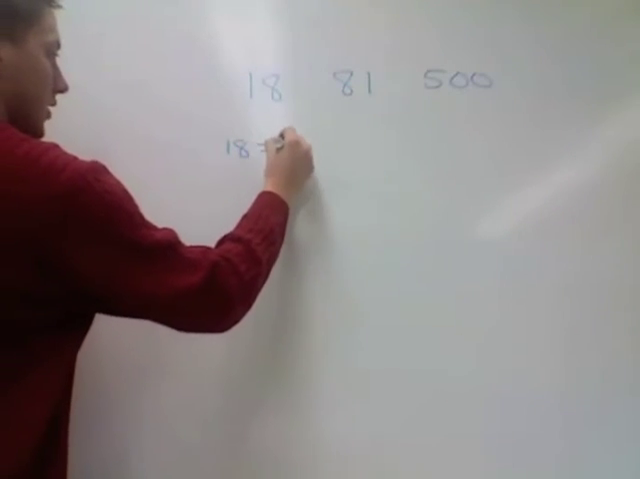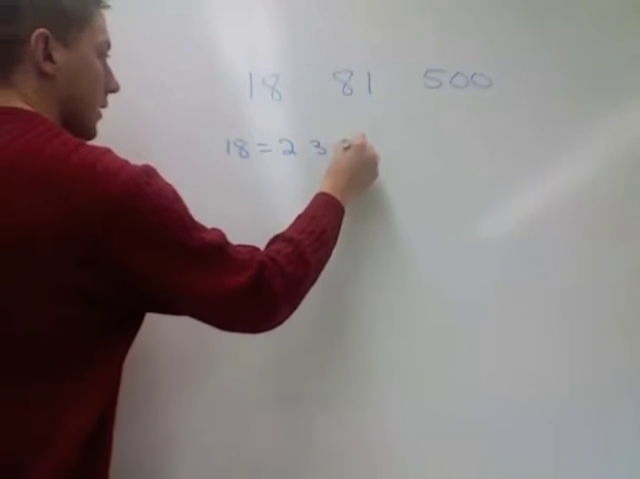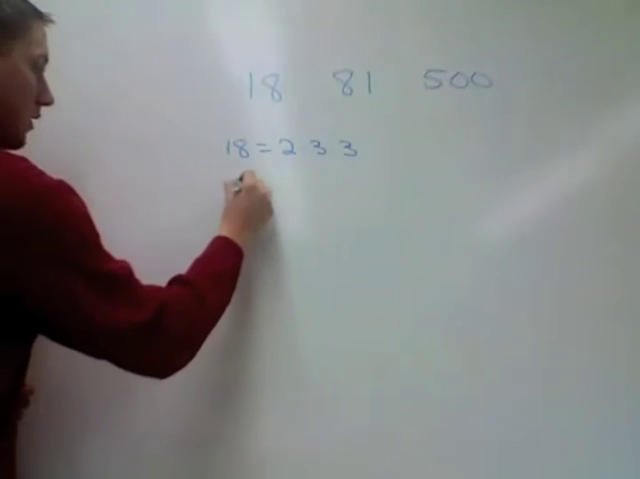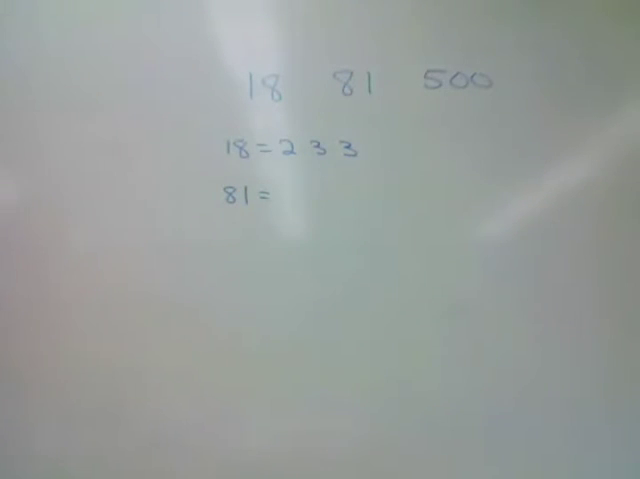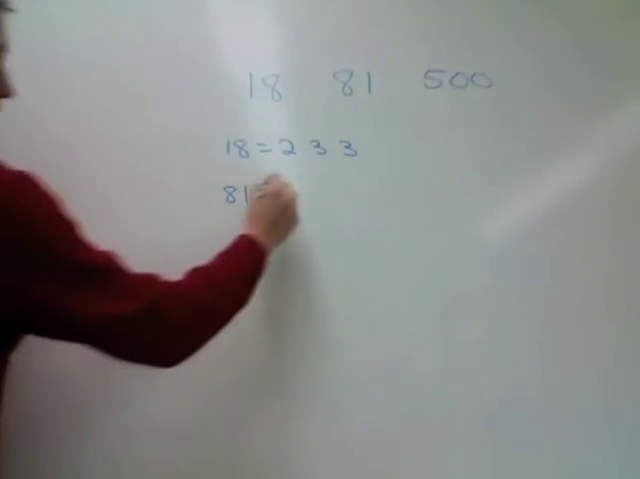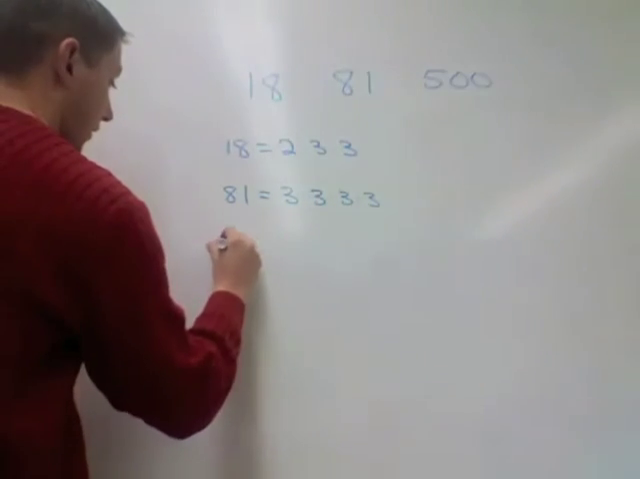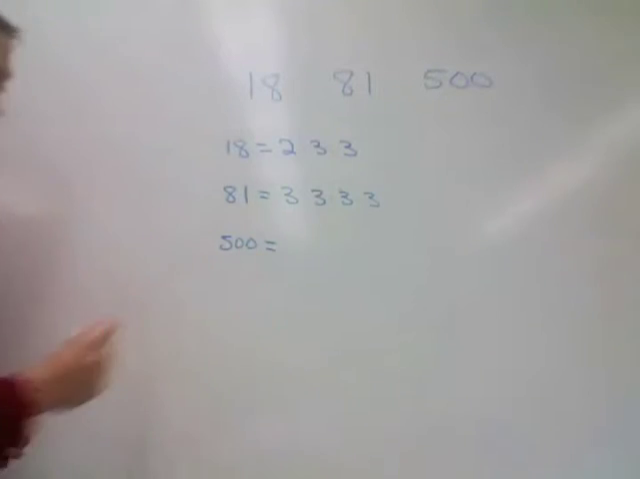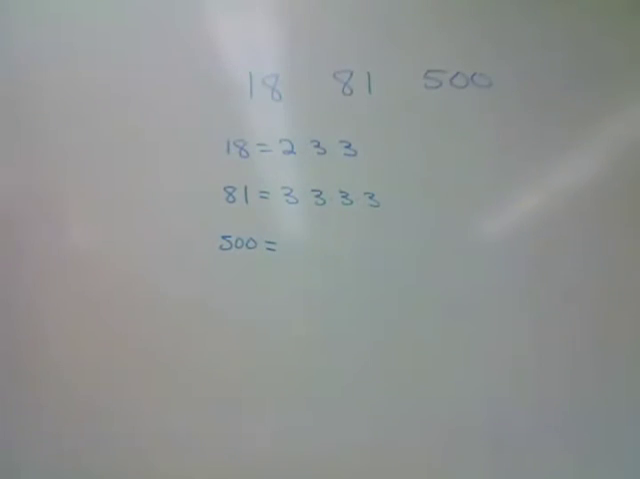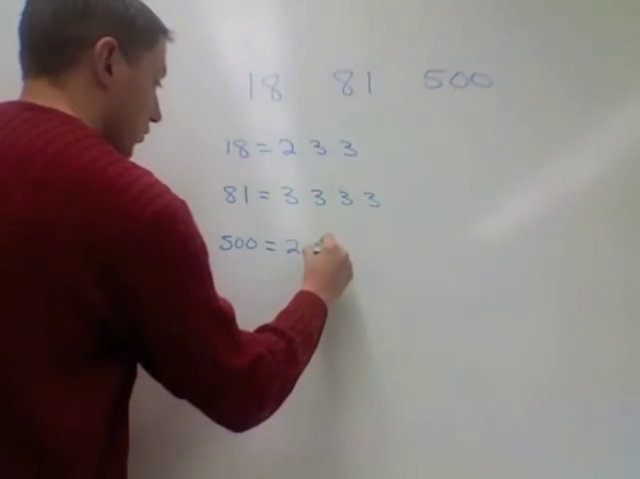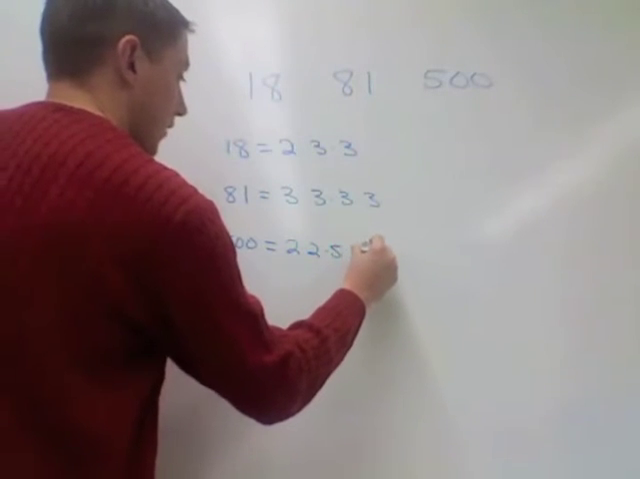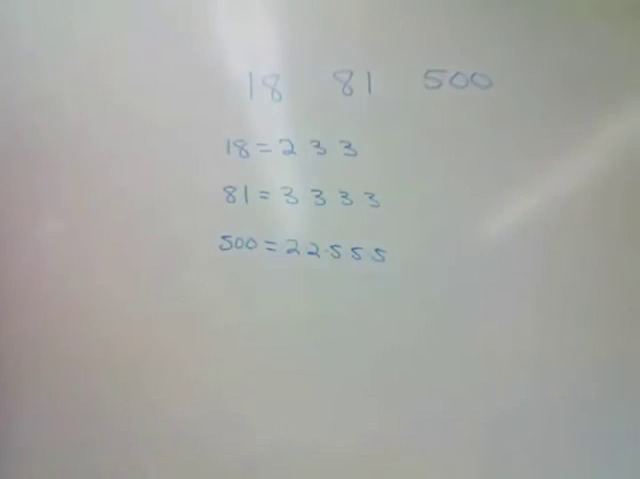18's prime factorization is 2 times 3 times 3. Then 81's prime factorization is going to be 3 times 3 times 3 times 3. Then 500, albeit a very large number, has a prime factorization of 2 times 2 times 5 times 5 times 5. Now that we've found this, we need to figure out what our least common multiple is after looking at the prime factorizations.